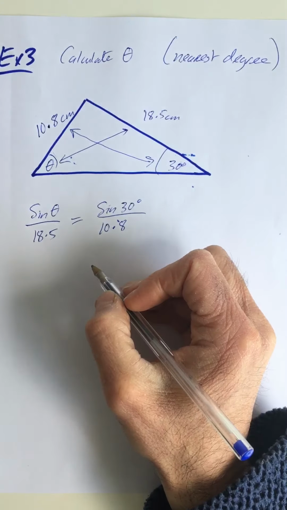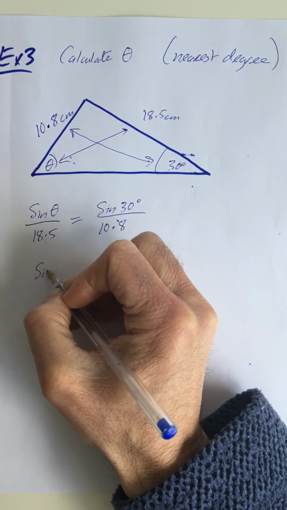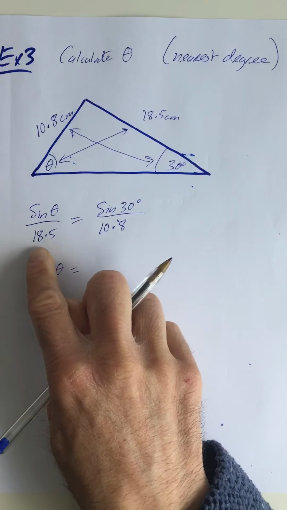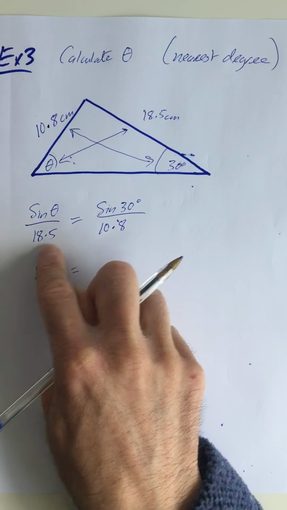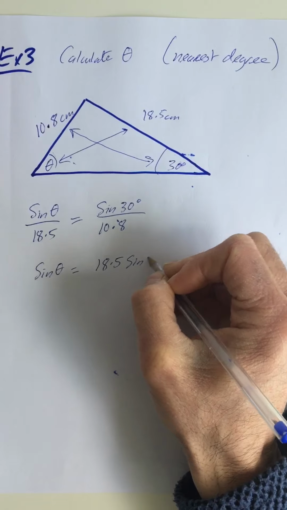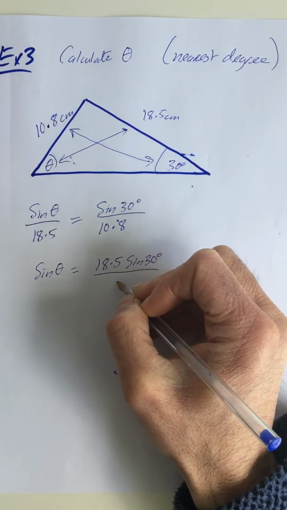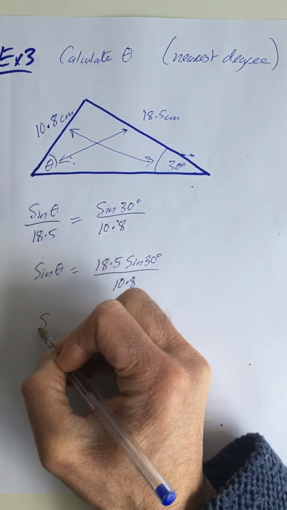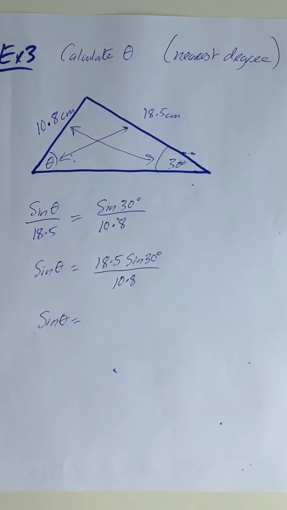Now, with the angle ones, we're trying to get sine theta on its own first. So sine theta. To get rid of a divide by 18.5, we bring it over and multiply it. So 18.5 times the sine of 30 degrees over 10.8. And I'm just going to write sine theta equals.